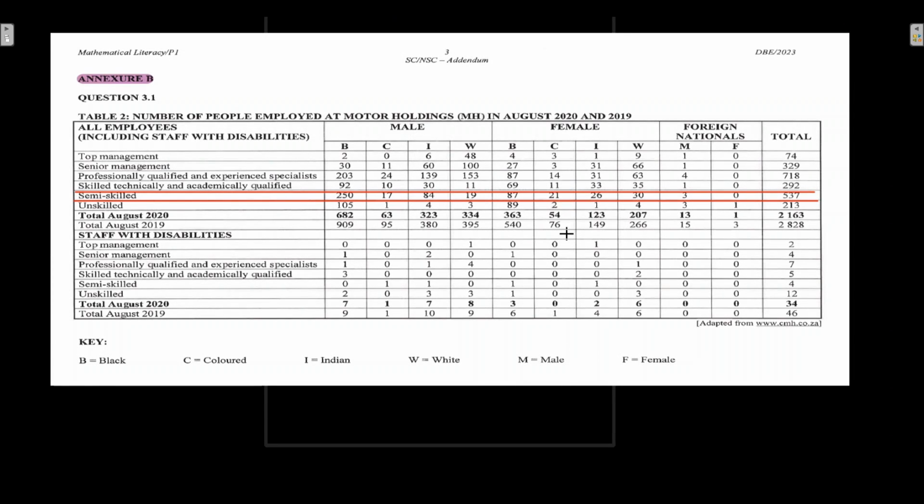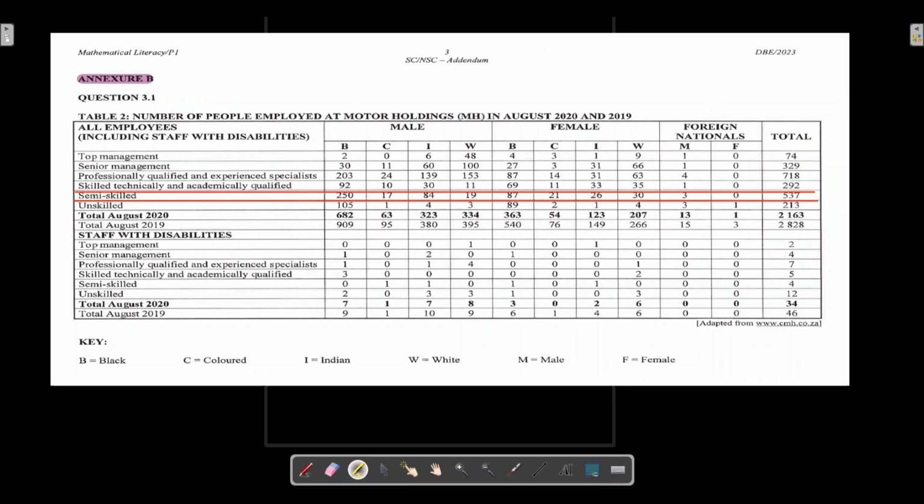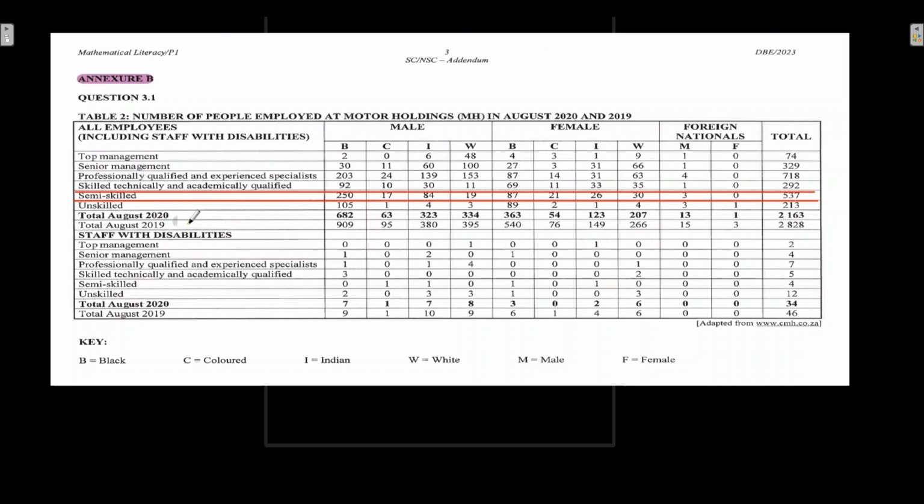All right, so how many total employees did they have in August 2020? Let's have a look at our table here. The total employees that they had in August 2020 is 2,163. Remember, you don't have to go and add the value for the staff with disabilities, because this value already includes the staff with disabilities. So the total employees for August 2020 was just 2,163. We're just going to write that down.